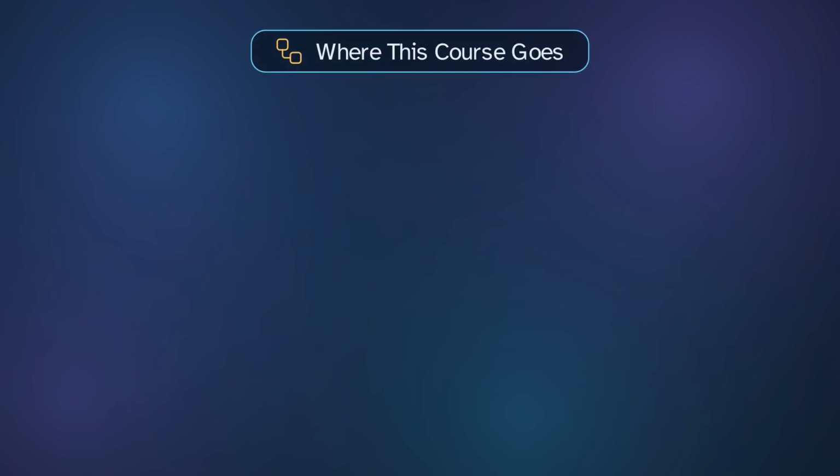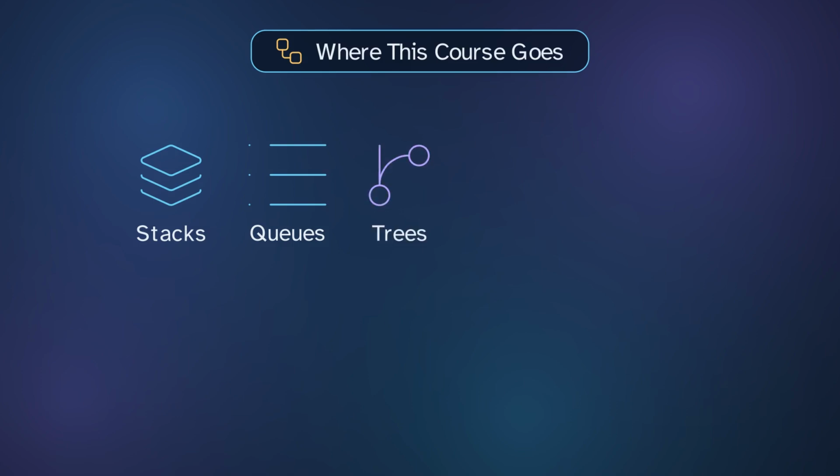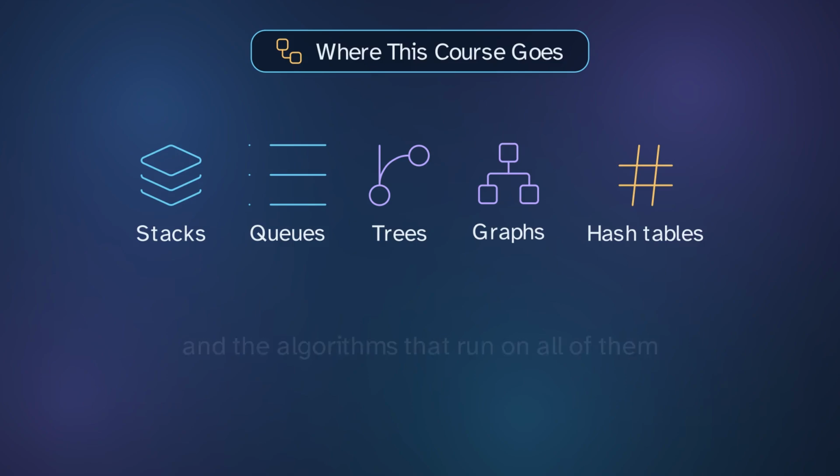So where does the course go from here? Next, we build structures with rules about the order things come out. Stacks where the last thing in is the first thing out. Queues where the first thing in is the first thing out. Next come trees, which let us search in logarithmic time. Then graphs for anything shaped like a network. Then hash tables, which get lookup down to constant time. And the algorithms that run on all of them.